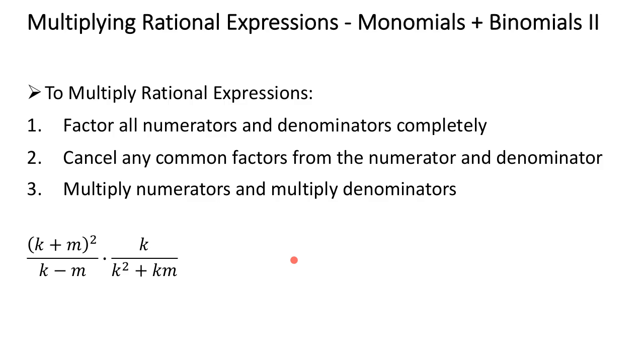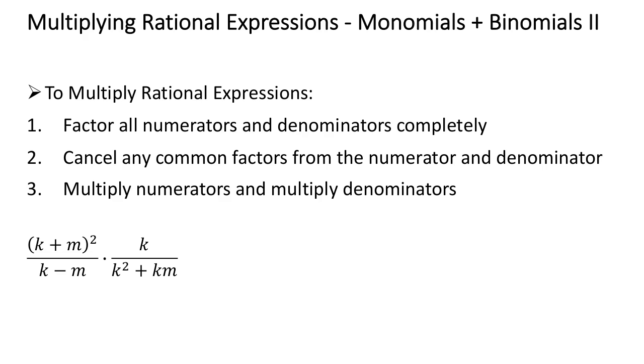In this example, we are going to look at multiplying rational expressions. We have a combination of binomials and monomials in this example. So we have a couple binomials, and then we do have one monomial, all right? And to multiply rational expressions, we want to factor all of our numerators and denominators completely.